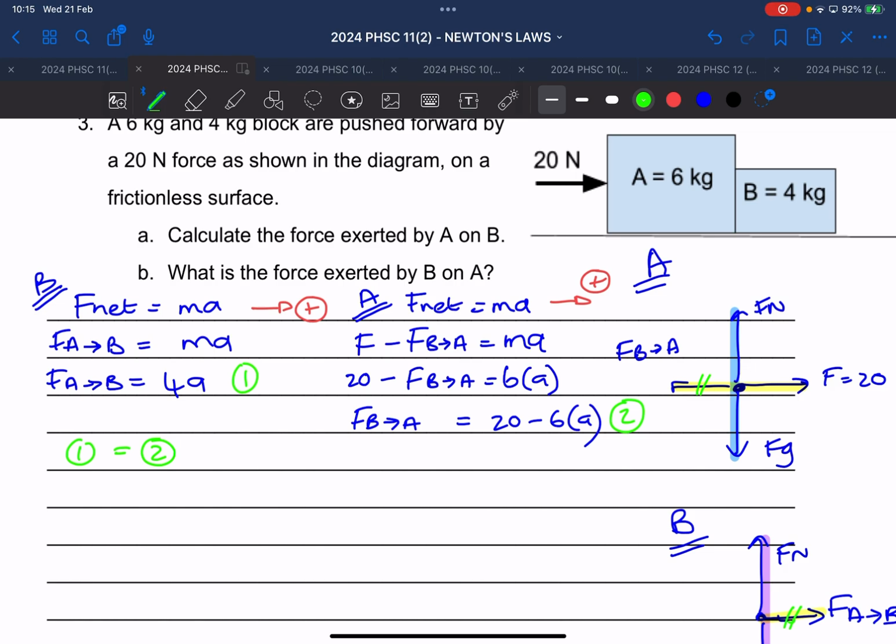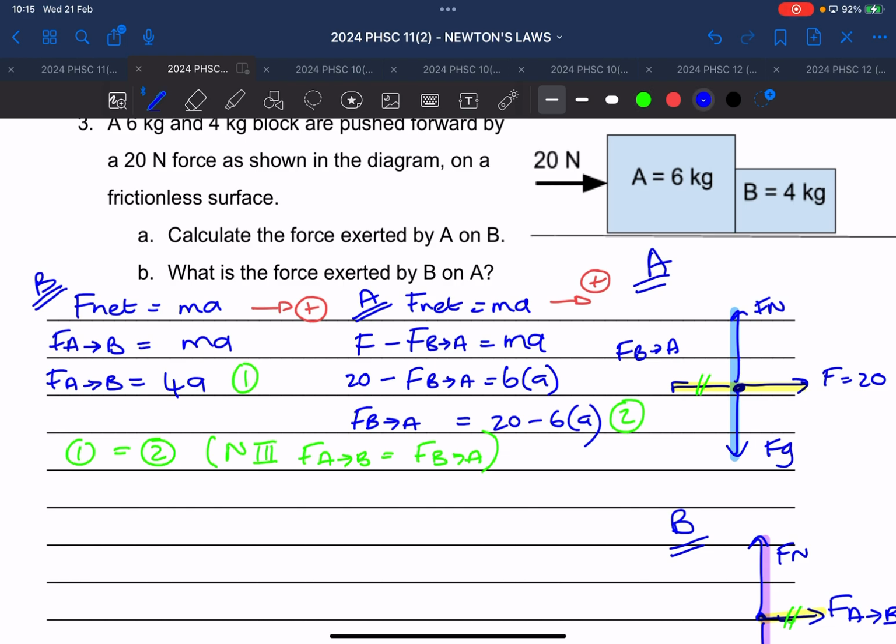Why can I say that? Because according to Newton's third law, the force that A exerts on B is equal to the force that B exerts on A. I'm just writing this down for you, for when you study. And that was your second question.